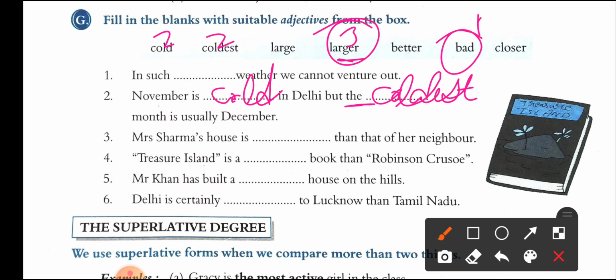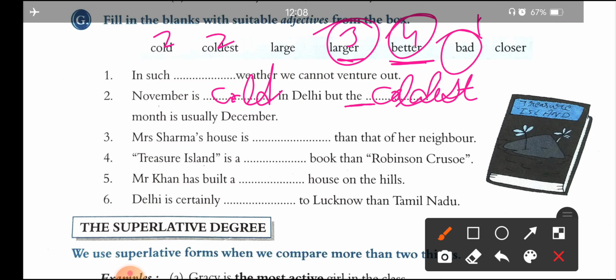Treasure Island is a dash book than Robinson Crusoe. So we are comparing two books here. Now good, better, and best. So this is what? Better. So fourth is what? Better. Treasure Island is a better book than Robinson Crusoe.